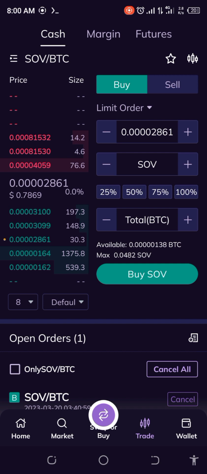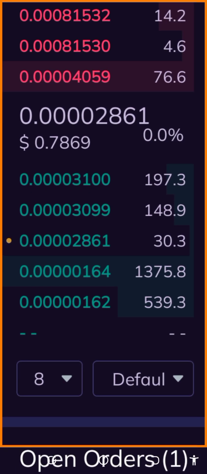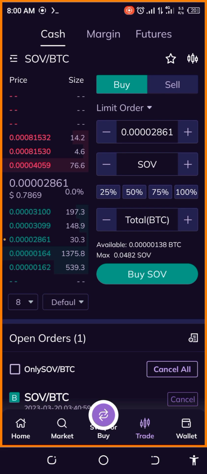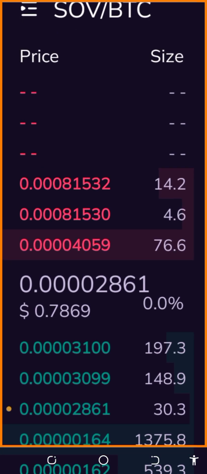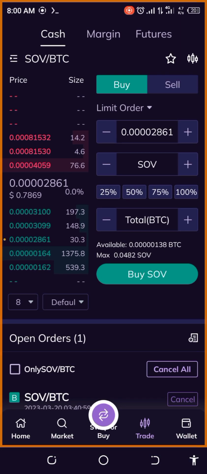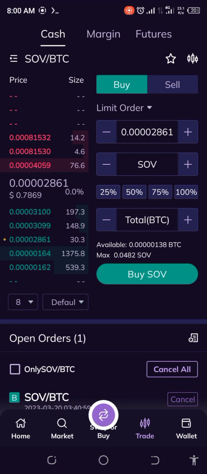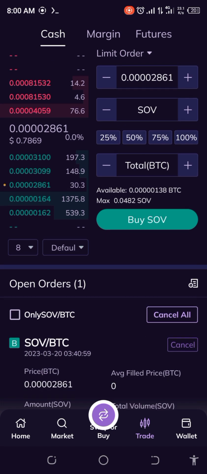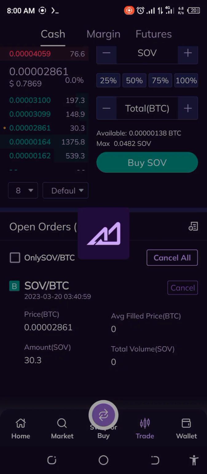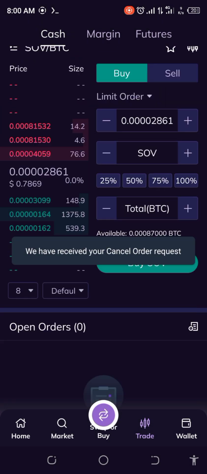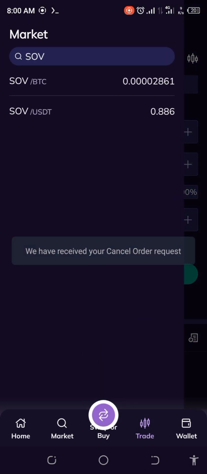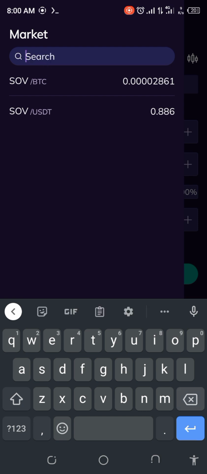What I wanted to do was to buy this at 2861. The price they're offering me at market order is 4059. That's just going to be a waste of my time, my energy, and my money, and I don't want to do that. So right now, I'm going to set a sell limit for the BTC. Let's click on cancel. All right, done. I'll go back and do BTC.